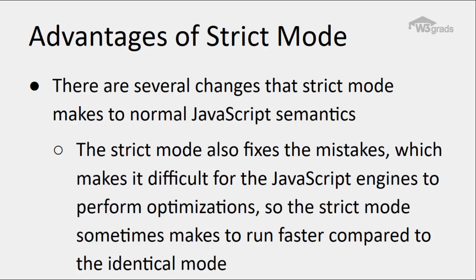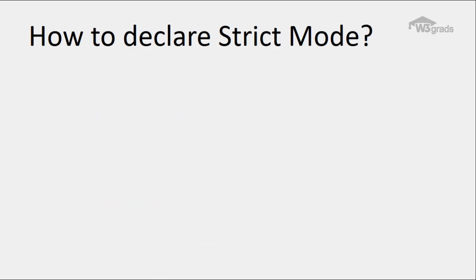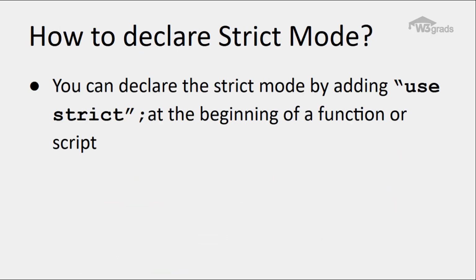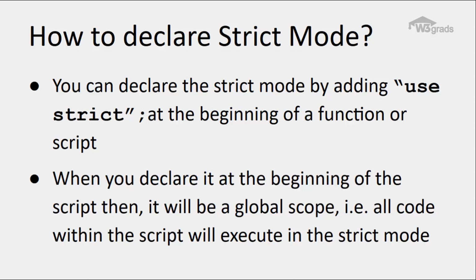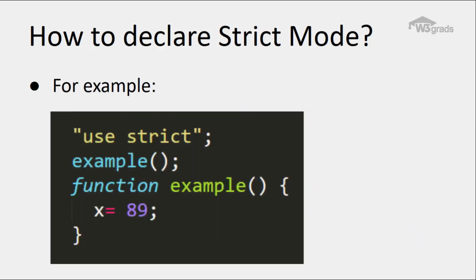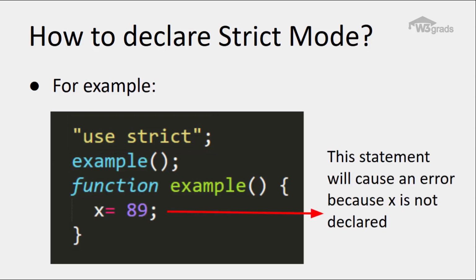Now that we know the advantages of strict mode, we must also see how strict mode is declared. You can declare strict mode by adding "use strict" at the beginning of a function or a script. When you declare it at the beginning of the script, it will have global scope, which means that all code within the script will execute in strict mode. The example shows the declaration of strict mode at the beginning of the script. When you execute this script, you will get an error because you have not declared the variable x.